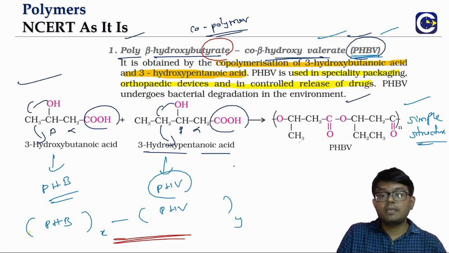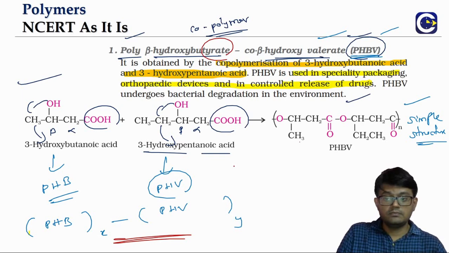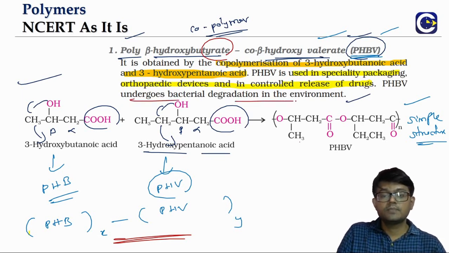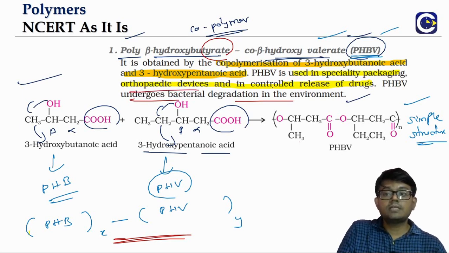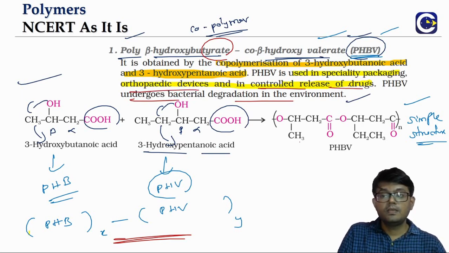But what is the application? Because this is biodegradable. It can be degraded by the bacteria in the environment, etc. It is used in orthopedic devices. It is also used in applications where we have to have a controlled release of the drug. It is used in medicinal packaging, etc. So all these are the applications of the PHBV.